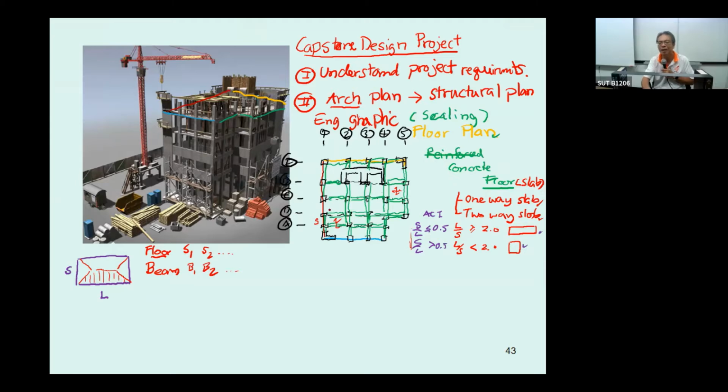And then it depends on the column. For example, if you take a look at this column, it will take care of only this area. This column will take care of the load from this area, and this column inside is going to take care of a larger loading area. Then for the column, you also need to set the name as C1, C2. And you do this for every floor of this building.